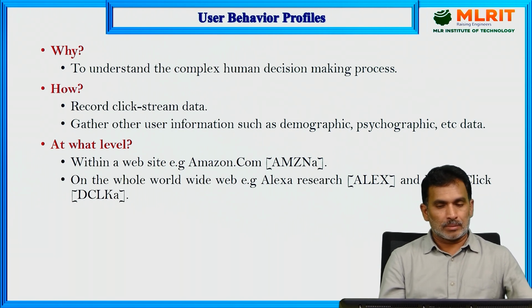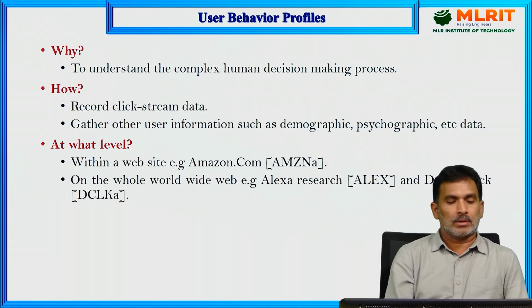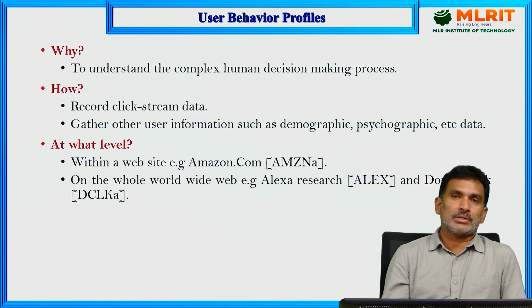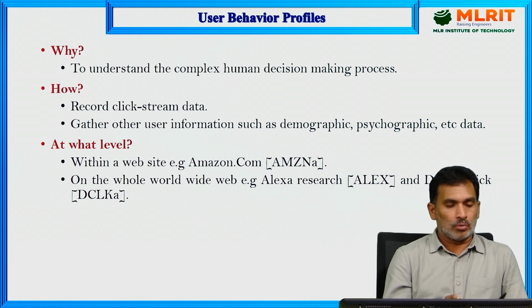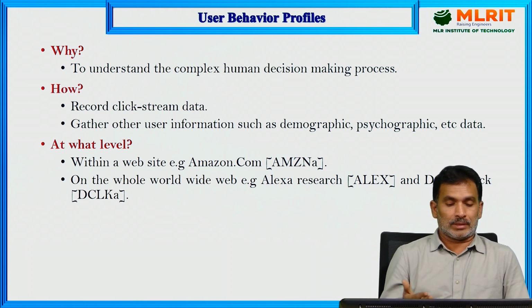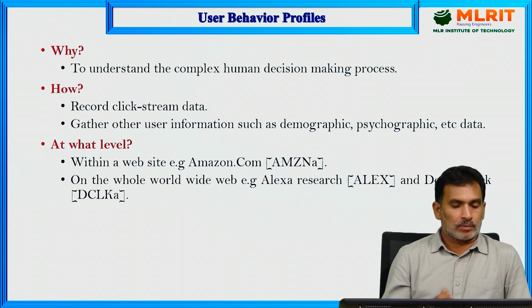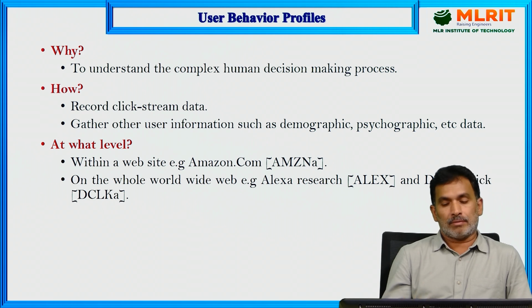Next, user behavior profiles. The aim is to understand the complex human decision process, how the recorded clickstream data can be used, and to gather other user information such as demographics, etc. And at what level within a website, for example like Amazon, or at the whole World Wide Web level.